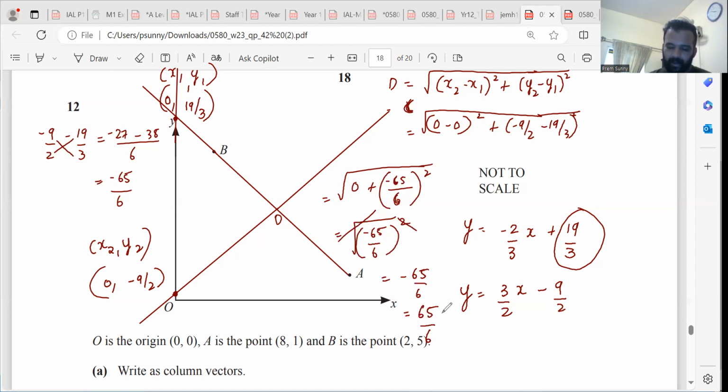So 65 divided by 6 can be written as 10.83. Since it is a length, we cannot consider it as a negative answer. So that's it. Square root and square get cancelled. We'll be getting it as minus 65 by 6. Ignore that negative sign since we are considering length. Length, area, volume, values can never be negative. Even if we are having a negative answer, we ignore the negative sign and we take the answer as positive.